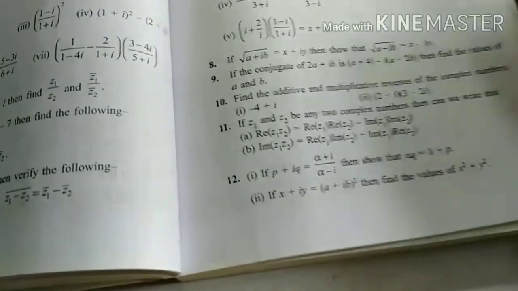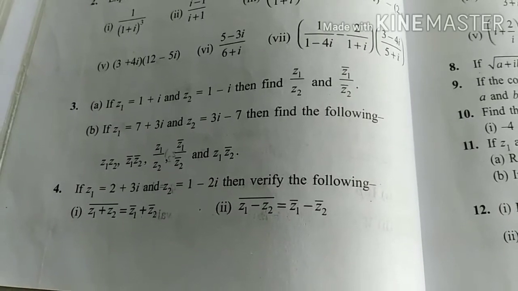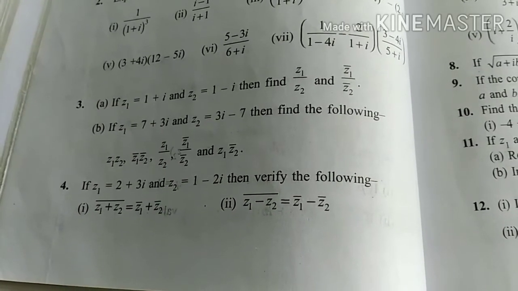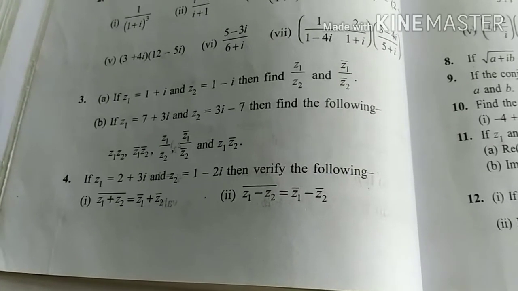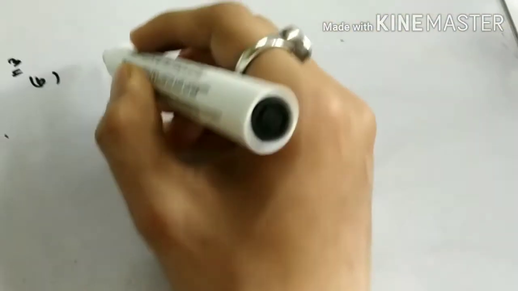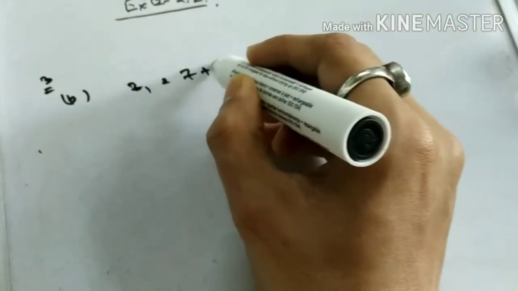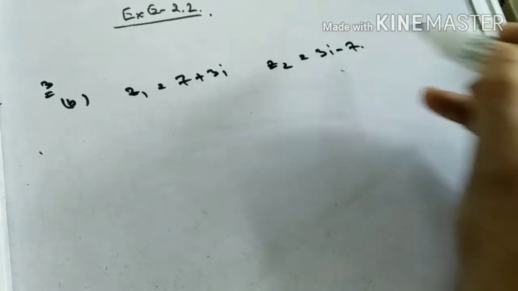Okay. Next. Next number 3, part B. If z1 is equal to this and z2 is equal to this, then find the following: z1 into z2, z1 bar into z2 bar, z1 by z2, z1 bar by z2 bar, and z1 into z2 bar. Okay, so in here, first of all, it is given that z1 is equal to 7 plus 3i, and z2 is equal to 3i minus 7.